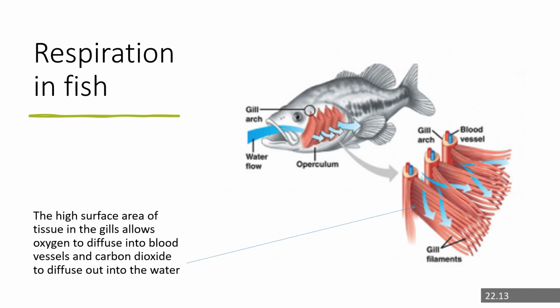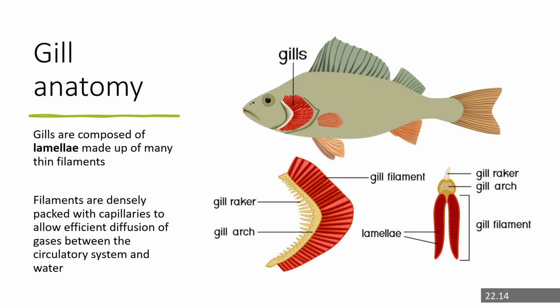Again, surface area is really important here. So gills tend to have high surface area to maximize that gas exchange. To increase surface area, the gills are composed of many thin filaments called lamellae. Each lamella is packed with capillaries to allow efficient diffusion of gases between the circulatory system and the water.